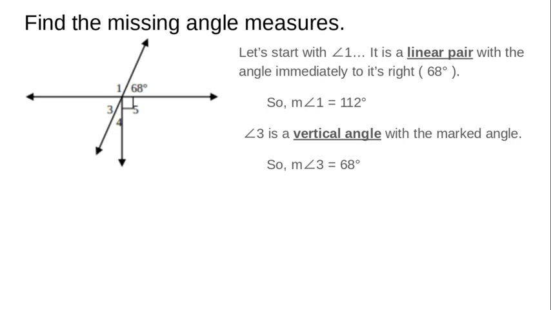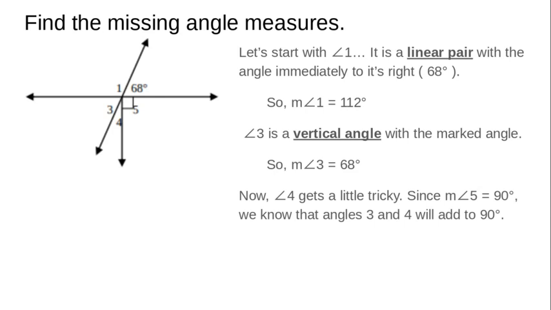Now angle 4 gets a little bit tricky, but we know this angle, and I don't really know if that's an S or a 5, but we know that this angle, this box, means 90 degrees. So this either angle S or angle 5 equals 90 degrees. Well, that tells me that over here, 3 and 4 are also going to have to make a 90-degree angle together. So we'll use our angle addition postulate to say 68 from right here and angle 4 have to add up to 90. So if we do 90 minus 68, we end up with the measure of angle 4 as 22 degrees.